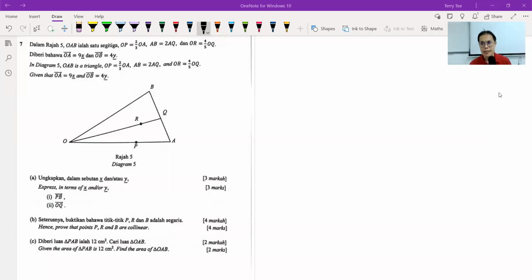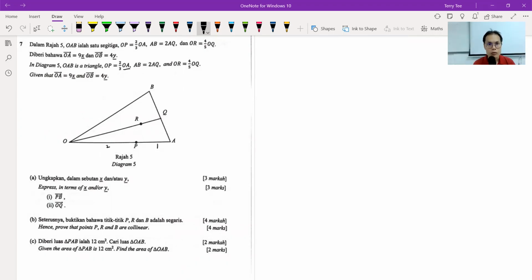Okay, moving on to question number 7. This is from the chapter Vector, chapter 8. So here we have a diagram. OAB is a triangle. OP equals 2/3 of OA. That means this ratio is 2, the whole thing is 3. Therefore, PB should be 1.